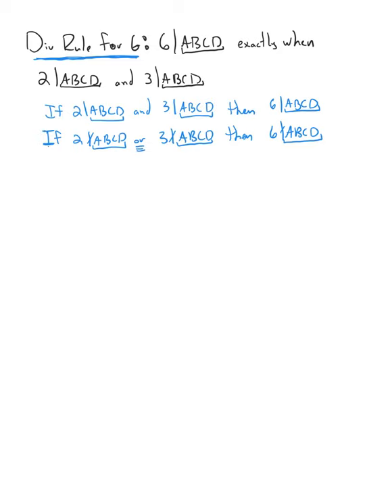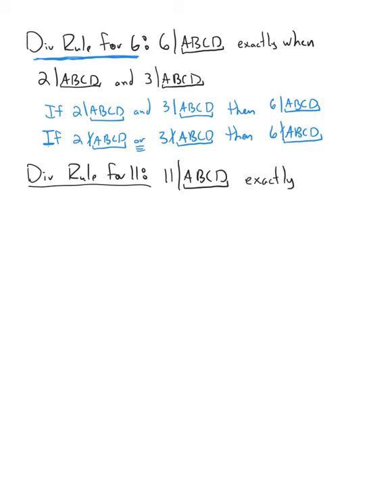And the divisibility rule for 11, again, I'm not going to prove it. It's kind of interesting. So 11 is a factor of your number exactly when 11 is a factor of the alternating sum. So you start with a positive digit, then you subtract a digit, then you add a digit, then you subtract a digit. So this is called the alternating sum of the digits.